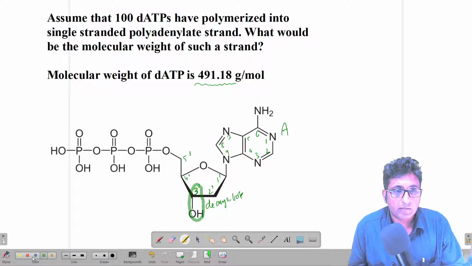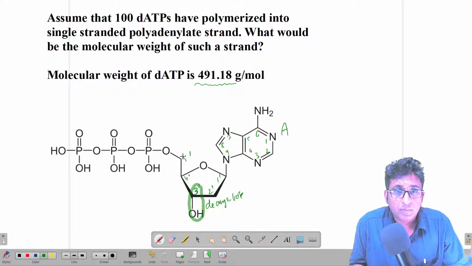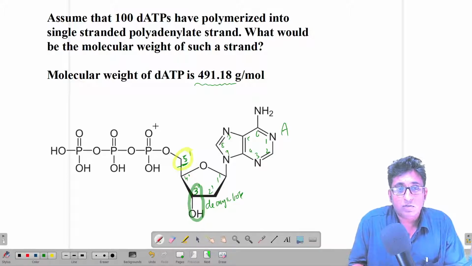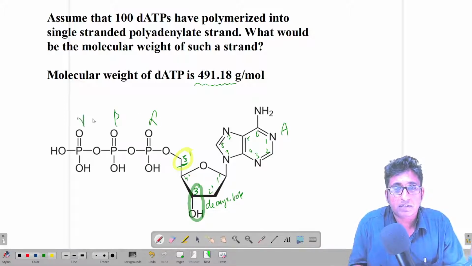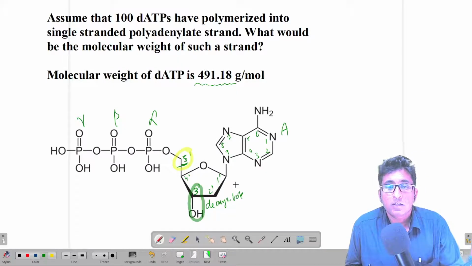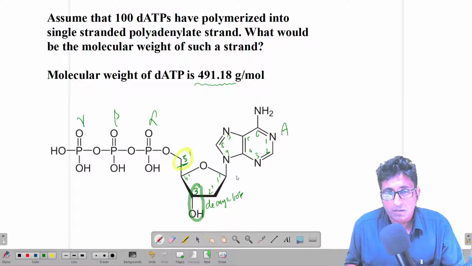Similarly, we also have the 5 prime OH, that is the 5 prime phosphate, because the phosphate groups are attached to the 5 prime carbon. That is also essential for the same reason. Then we need to label them. This is the alpha phosphate, and beta and gamma phosphates. So how does polymerization occur?